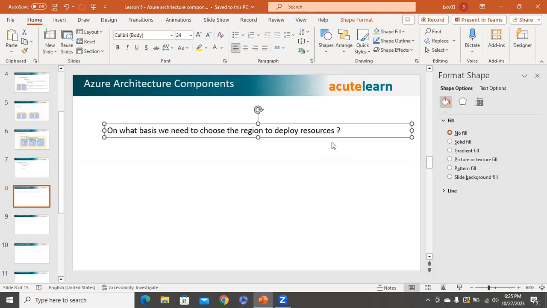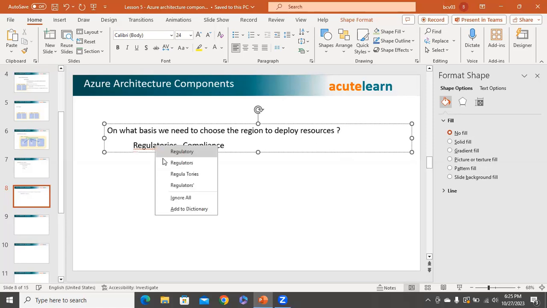But do I need to choose South India or Central India or UK East or Singapore or whatever? Now, the first and foremost thing which we need to consider is any regulatories. What are these regulatory compliance requirements? Government compliance and regulatories, what we call.